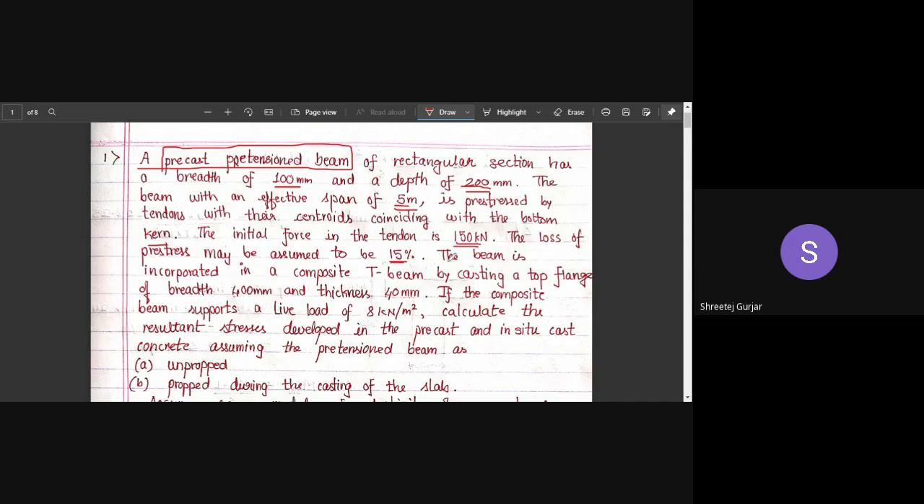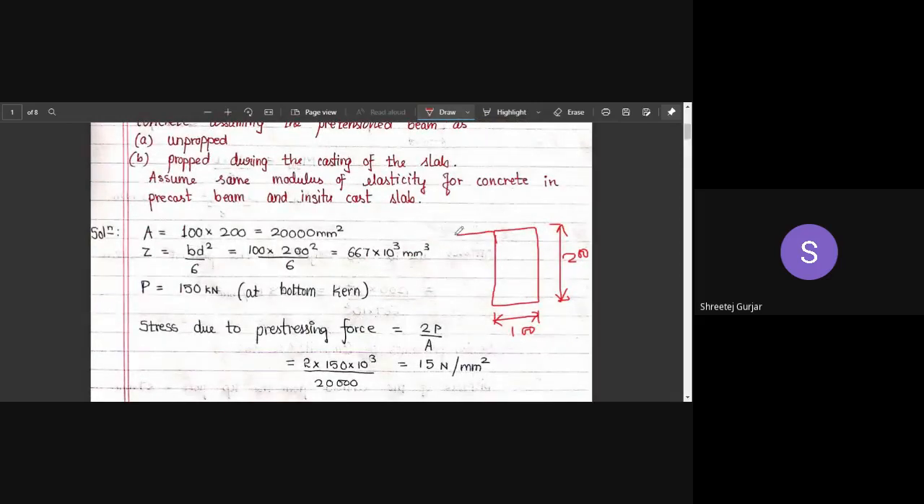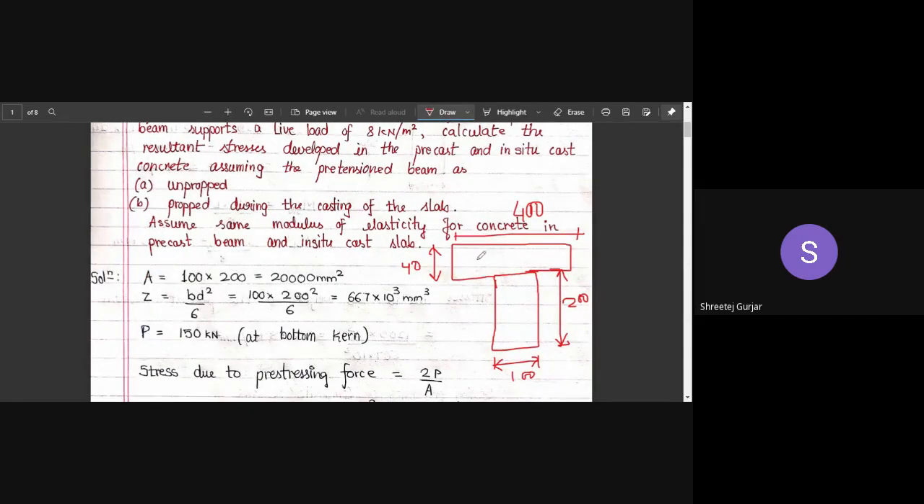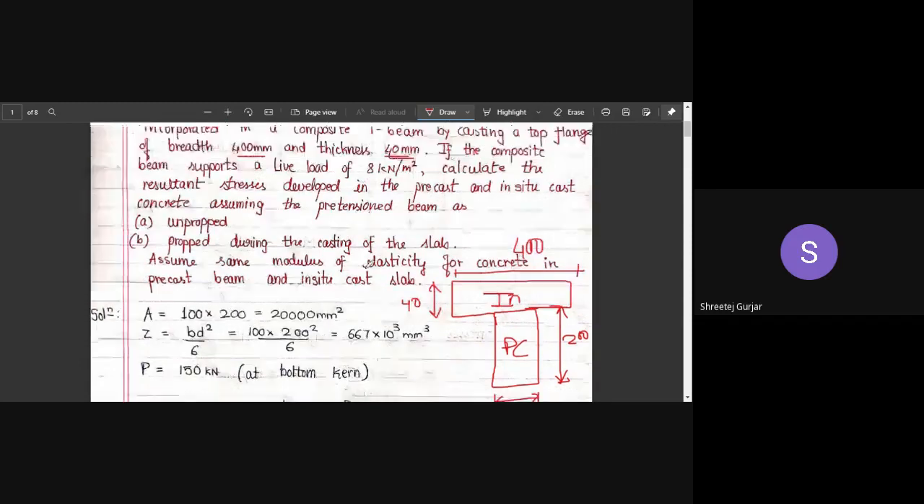The beam is incorporated with a composite T-beam by casting a top flange of breadth 400 mm and thickness 40 mm. So this is the cast in place slab, which is later on added to this composite section. The thickness here is 40 mm and the flange width is 400 mm. So this forms your entire composite section. This is cast in place, and this is your precast beam, a pre-tension beam.